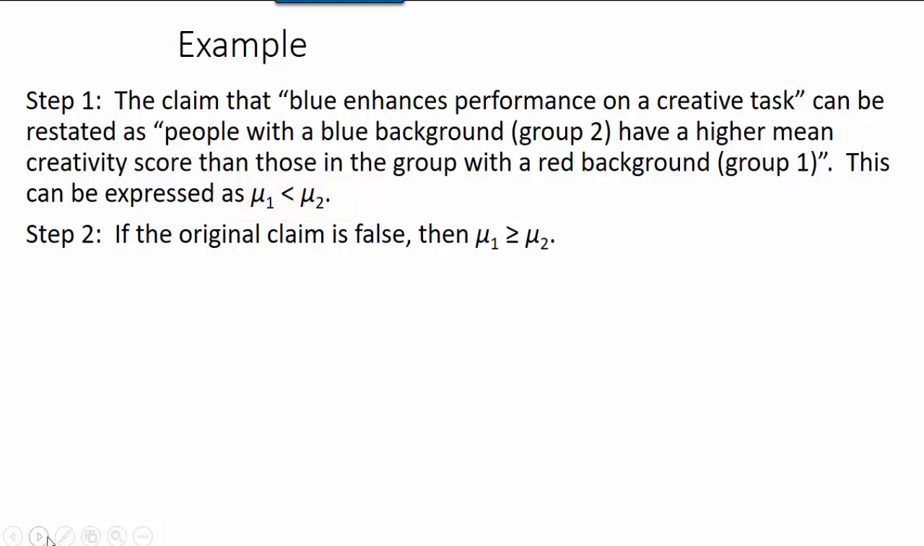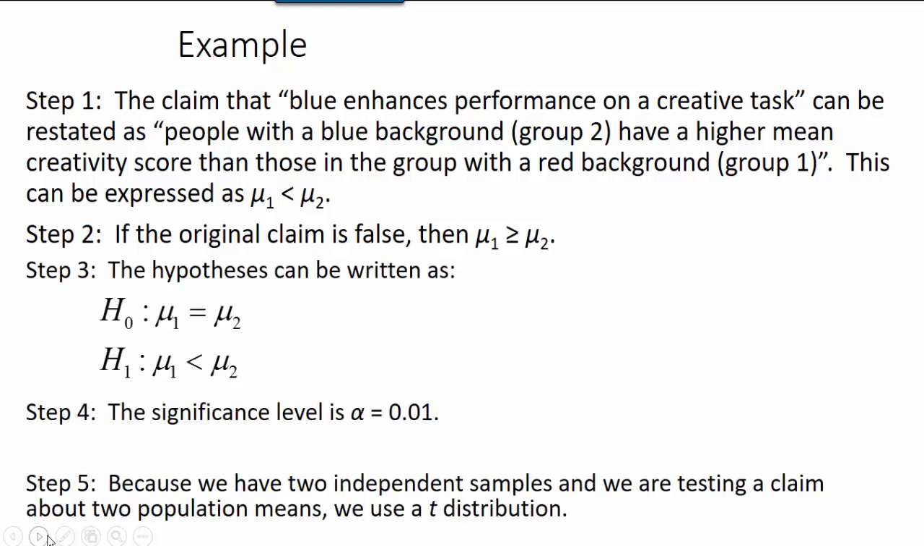Step 2, if the original claim is false, then that would mean that mu1 would be greater than or equal to mu2. What we're going to do is set up our hypotheses. Our null hypothesis is always the equal to, so mu1 equal to mu2. The alternative to that is going to be mu1 less than mu2, the original claim. So that way, if we are able to reject our null hypothesis, then we would be able to accept our claim that mu1 is less than mu2.